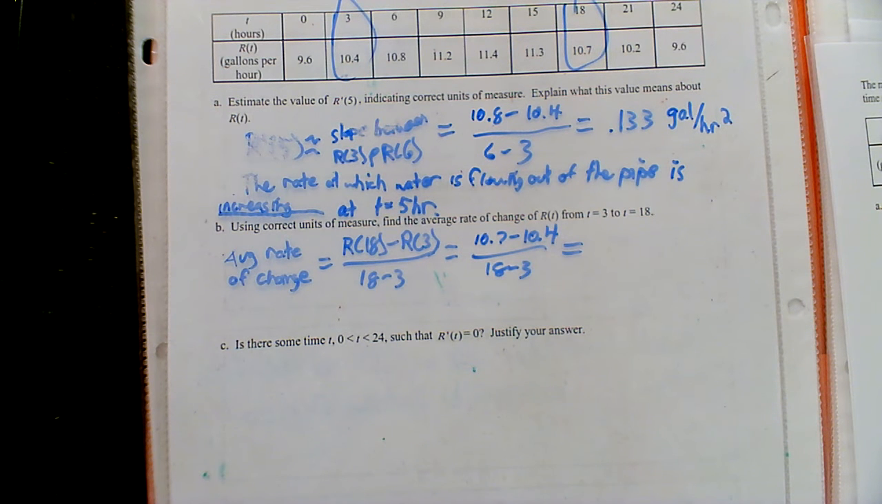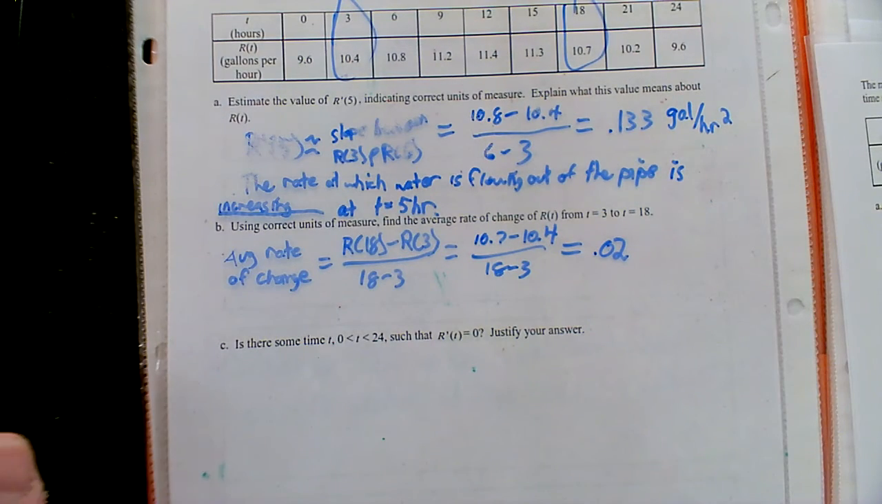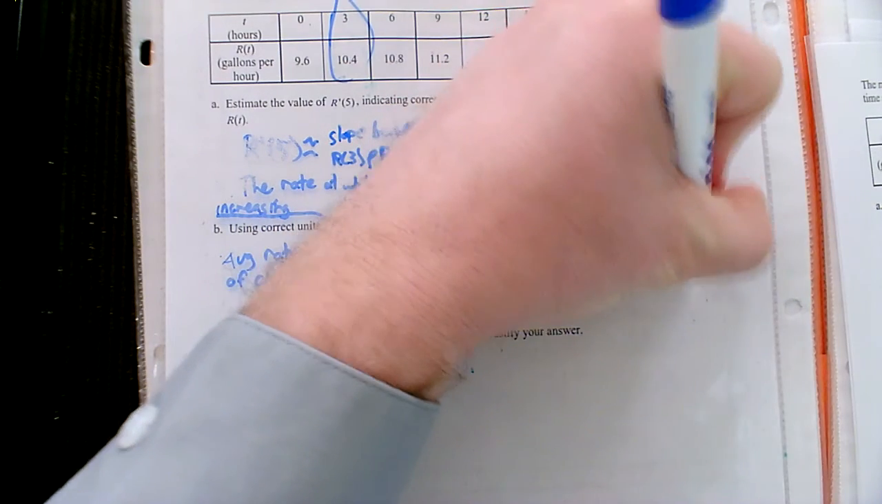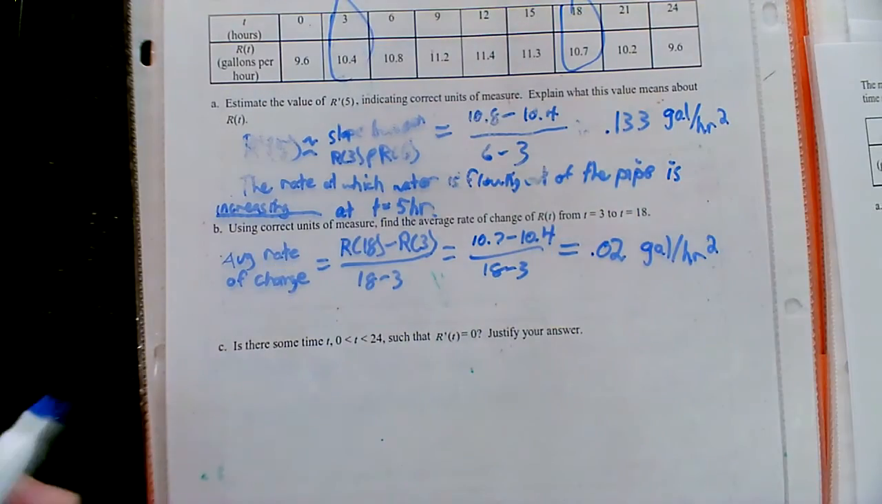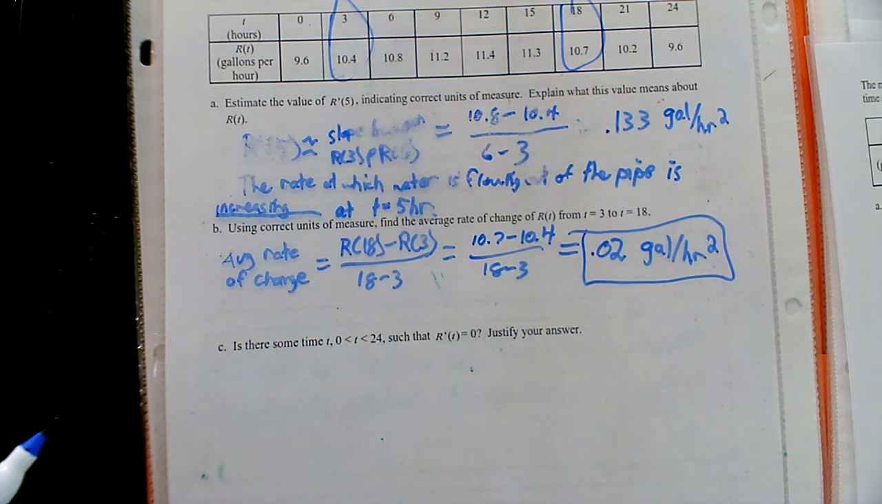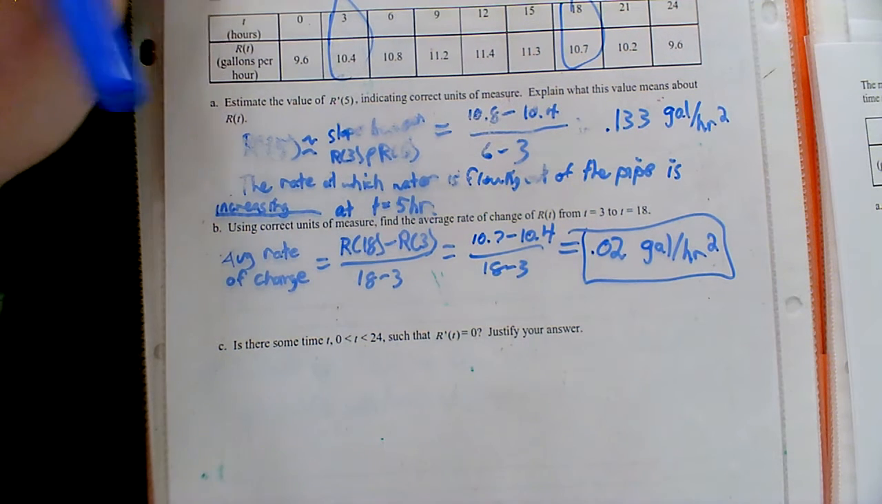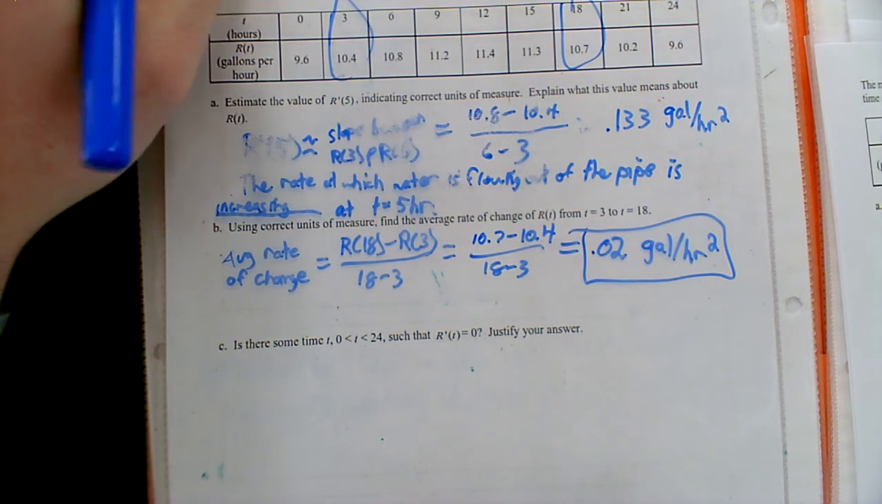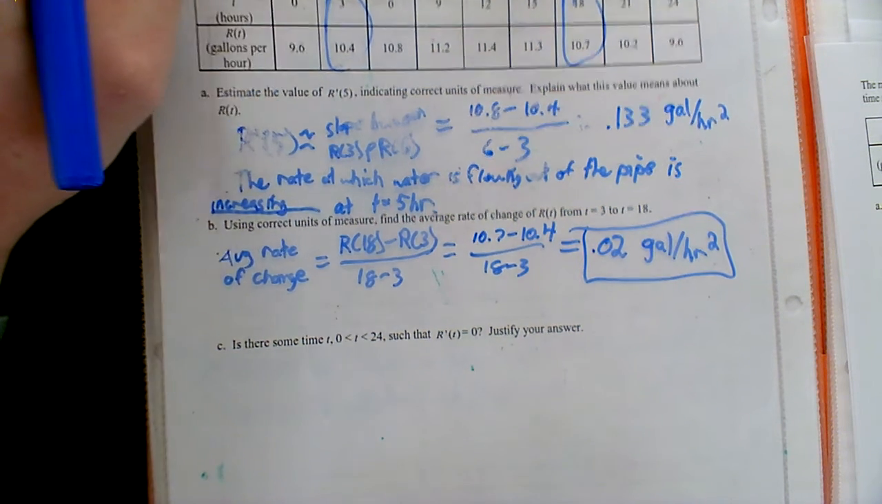Who has the decimal? 0.02. And don't forget units. What are the units? Remember, it's the rate of the derivative. Gallons per hour squared. And that's all it asks for in part B. So very good. So again, we've just applied the mean value theorem twice, and we knew that we could use it from the top because we know it's continuous and differentiable from the top.